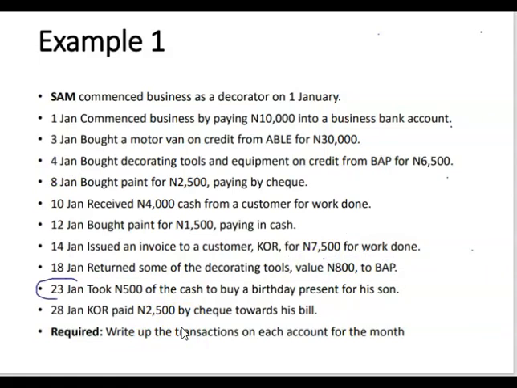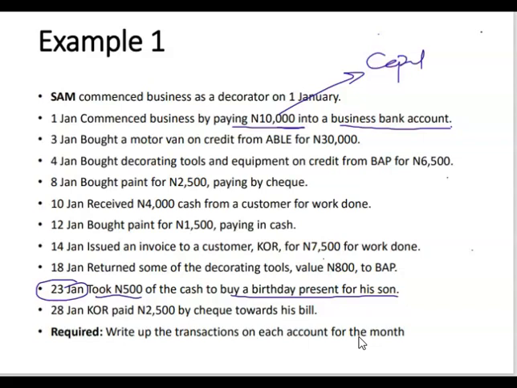January 23rd, something significant happened. Sam took 500 naira from the cash to buy a birthday present for his son. What do we call that in accounting? Let me explain this. When Sam introduced 10,000 naira, he paid 10,000 naira into the business account. We said the business is owing him what? The 10,000 naira he introduced as what? As capital, which is a liability to the business.